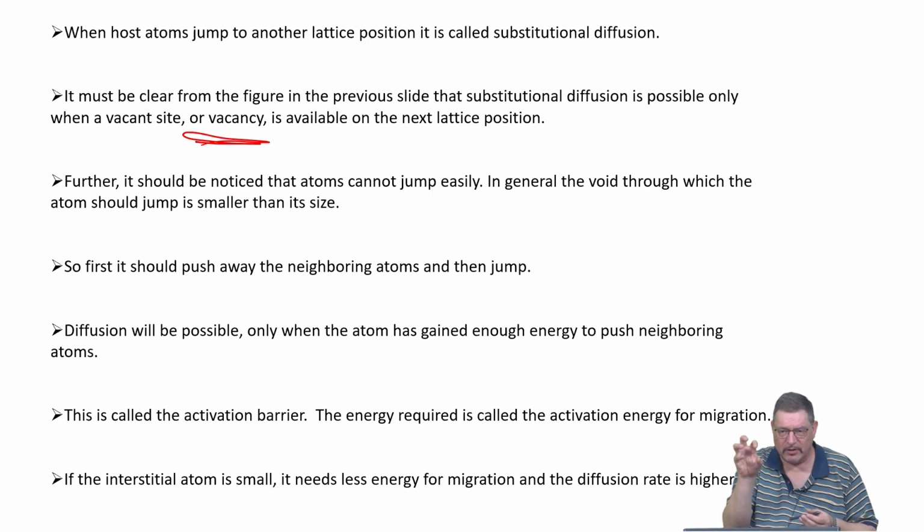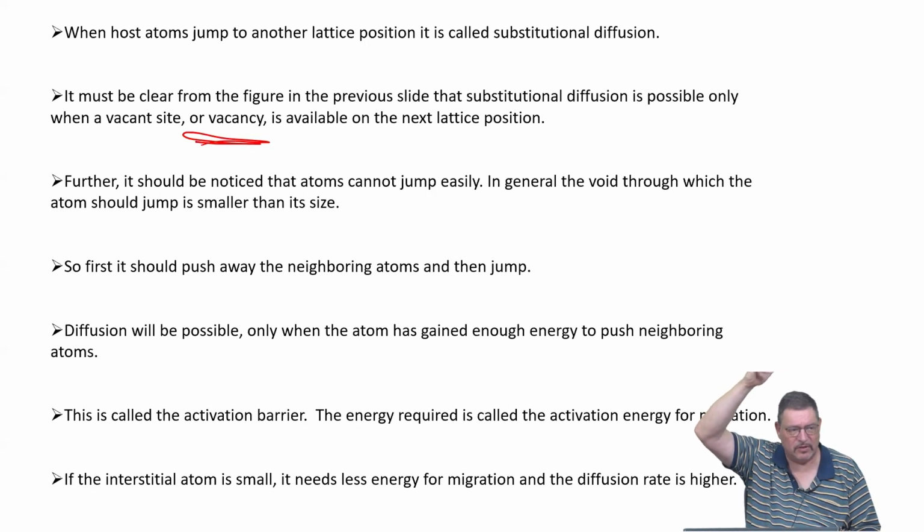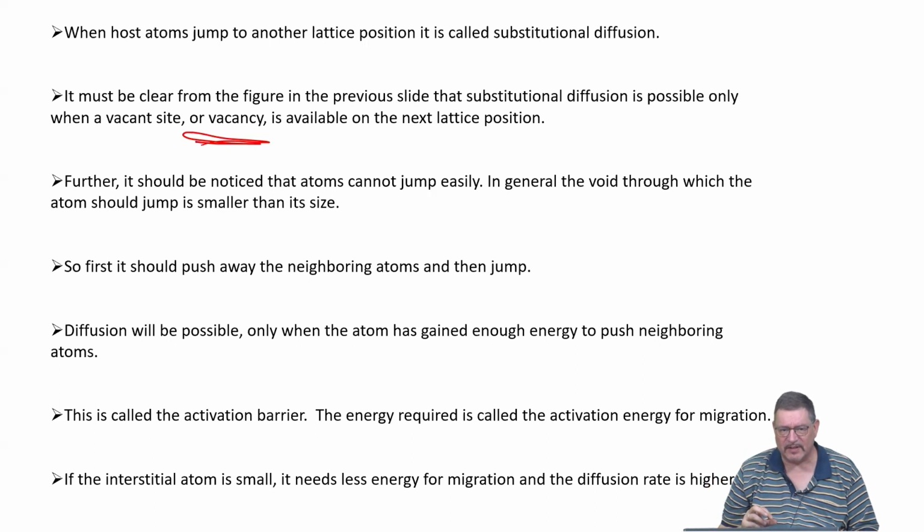And so in addition to this 1 out of 10 to the 13 oscillations, which has enough energy to carry the atom from one position to the other, it needs also to push the atoms that are in the way out of the way in order to make the diffusive jump successful. And this is what is called transition state theory, which is the basis of all the descriptions of diffusion kinetics.